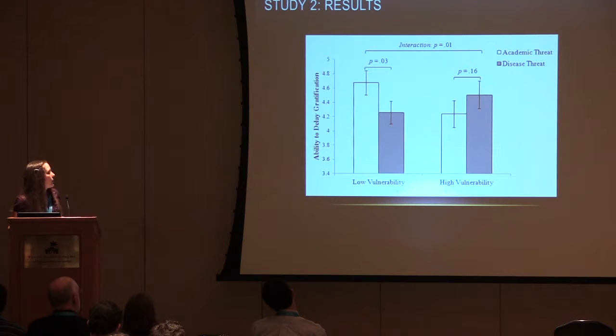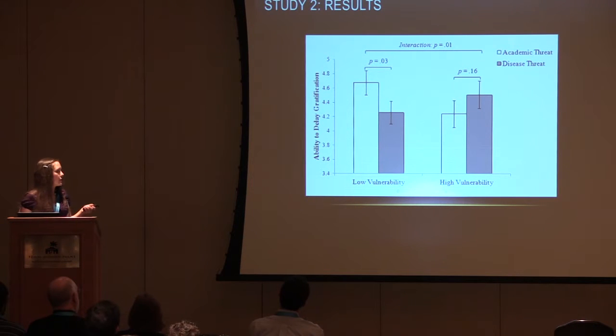And so what we found was that people who are highly vulnerable to disease in control conditions have a harder time delaying gratification than their healthier counterparts do. As we predicted, under conditions of disease threat, they don't show a significant change in their ability to delay gratification. They have an equally hard time thinking up in the future, and they prefer immediate gratification regardless of whether we prime disease threat or not.